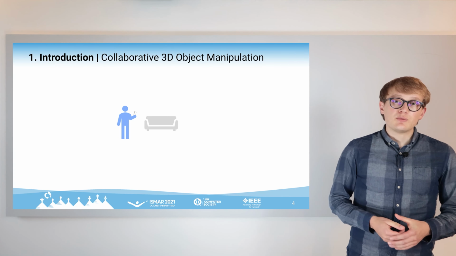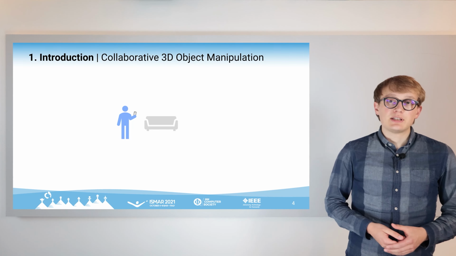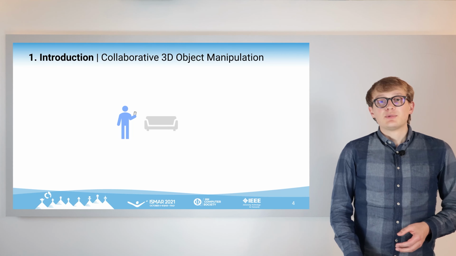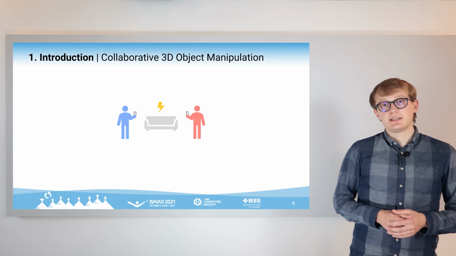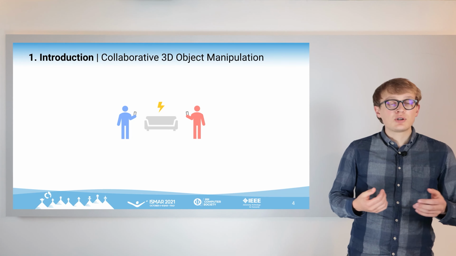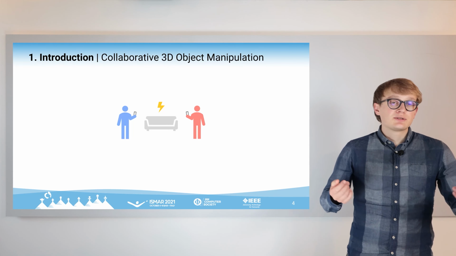So as long as only one person manipulates an object, there is no problem. The inputs can be directly applied. But what happens if a second user also wants to manipulate the same object at the same time? How can you combine users' actions that may have different directions or even magnitudes?